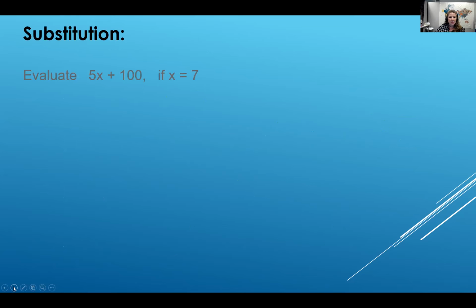All right, so sometimes they'll give us a value for the variable. For example, here it says 5 times x, or 5x plus 100, evaluated if x is equal to 7. So this literally means not 57. Nope, it means 5 times 7. 5 times 7 plus 100. Well, 5 times 7 is 35, and 35 plus 100 is 135. That is the answer.